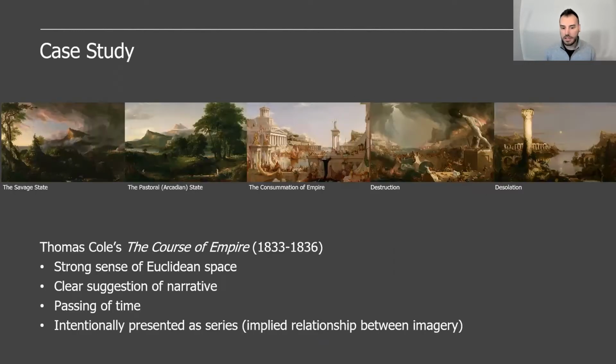And I ended up using Thomas Cole's The Course of Empire, a series of 5 paintings, as a case study, mostly because I have strong Euclidean space. We feel like we could occupy these. There's a strong sense of time and narrative, and they're obviously related as part of a series. And I ended up using a design-oriented research approach where this question and curiosity is infused into an artifact or a making process to better understand it.